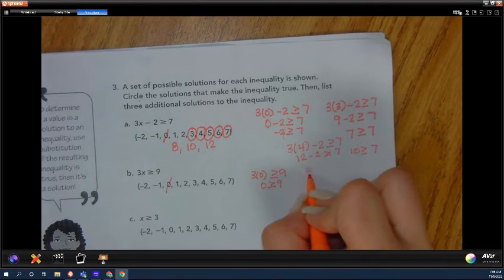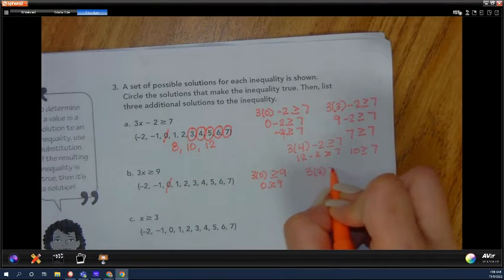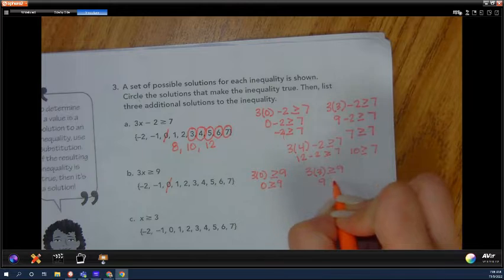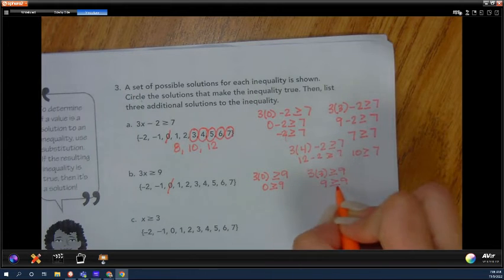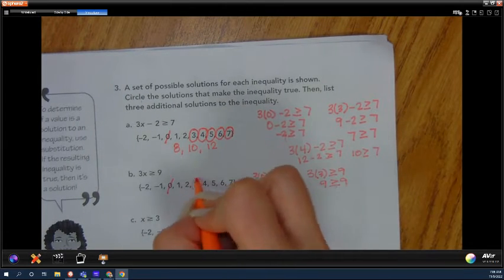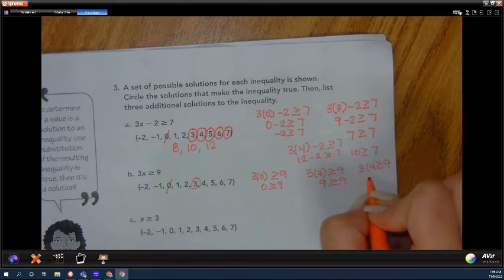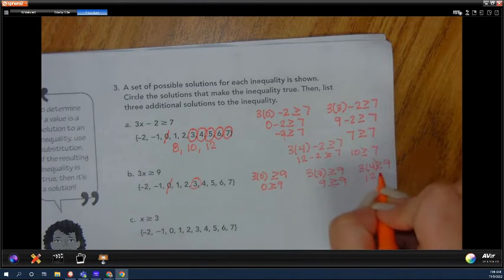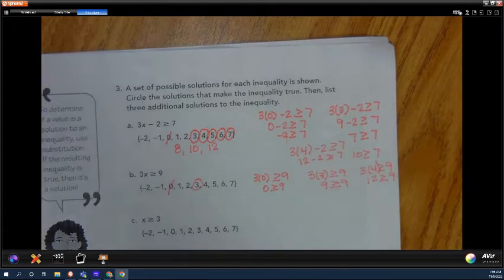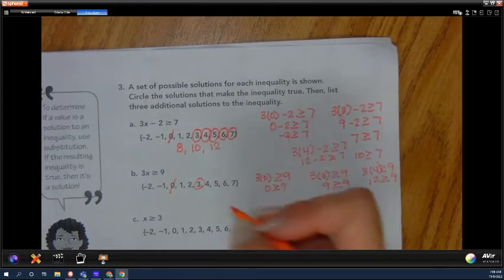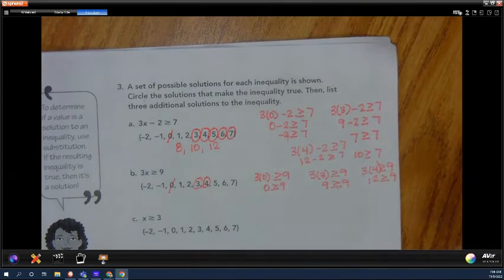I'd like to go up to 3. So 3 times 3, less than or equal to 9. Well, 3 times 3 is 9. Does 9 equal 9? Yep. Let's try 4. 3 times 4 is 12. Is 12 less than or equal to 9? Is it greater than 9? Yep. So it looks like 4 is going to be the answer.